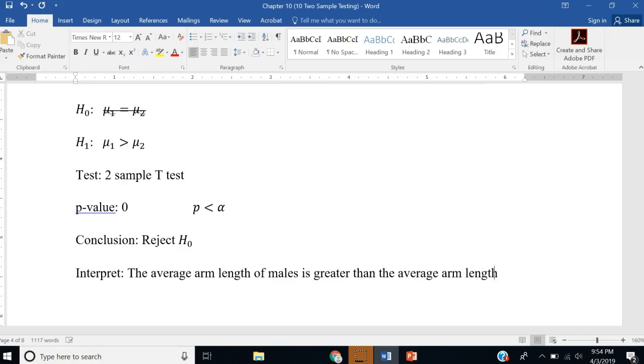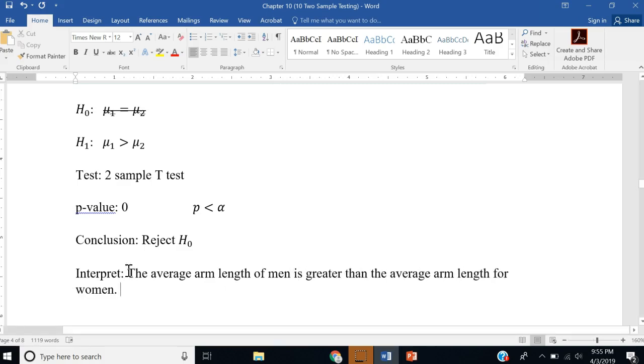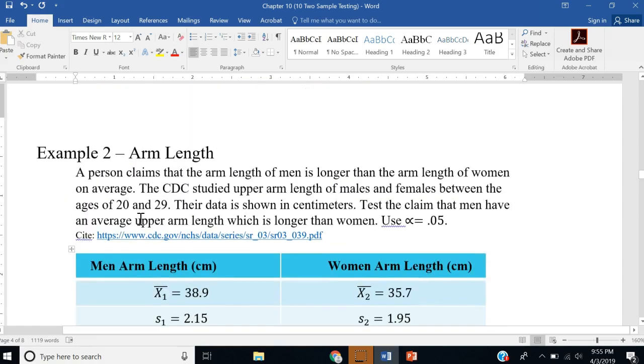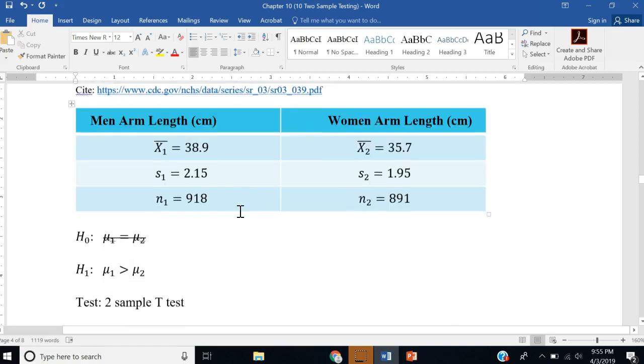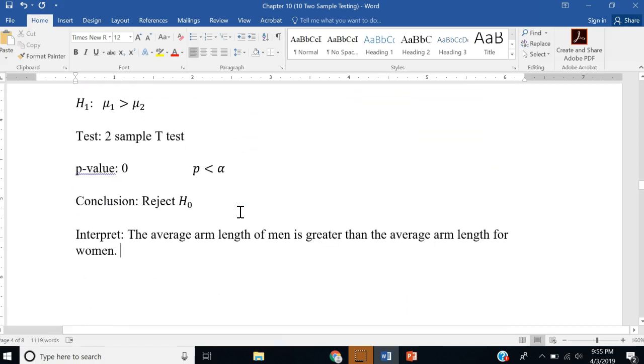Now, I think, actually, let me change that. I think they used men and women. Men is greater than the average arm length for women. I think that's the terms I used in the problem. So I'll keep that. Yeah, men, males, females, men, women. I guess they use both terms. So there you go. The average arm length for men is greater than the average arm length for women, statistically speaking.